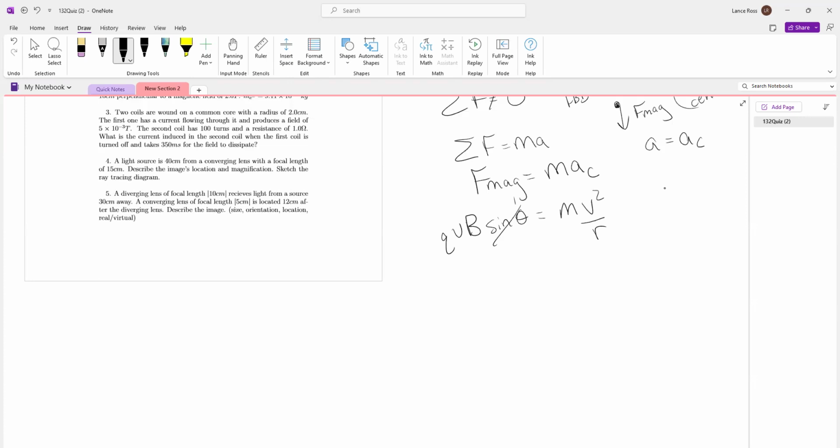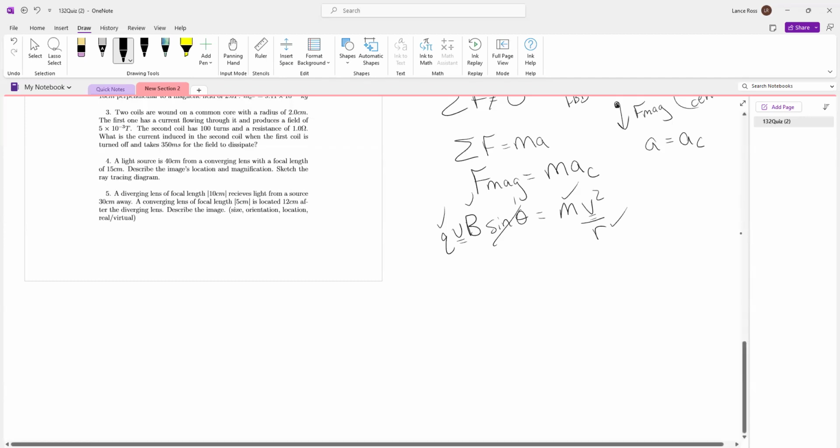All right, what do we know? What are we looking for? We're looking for v. We know q because it's one elementary charge. It's an electron. We're given B. We're given the radius. And we know the mass of an electron. So this is everything we need to be able to solve.